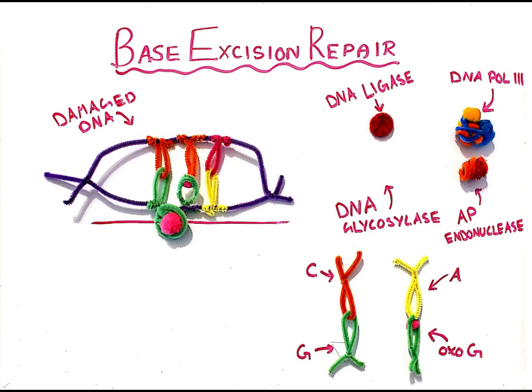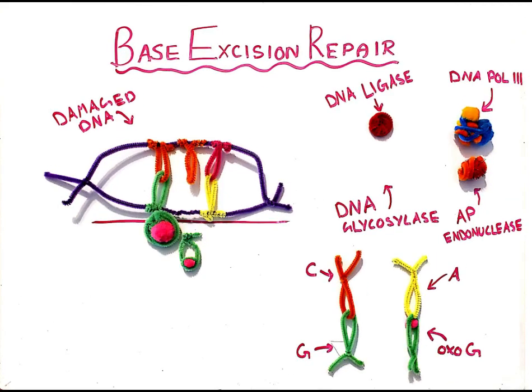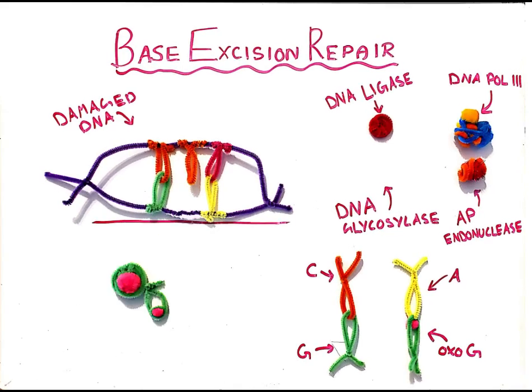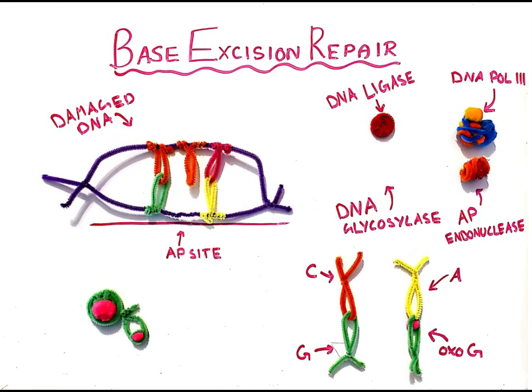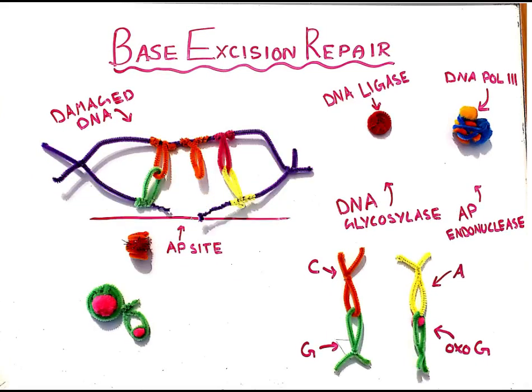If it finds one, like this oxidized guanine, it flips the base out of the helix. It then cuts the glycosidic bond between the base and the sugar phosphate backbone of DNA. This leaves what is known as an AP site, where there is no purine or pyrimidine at this point of the DNA strand. Another enzyme, called AP endonuclease, cleaves at this AP site.